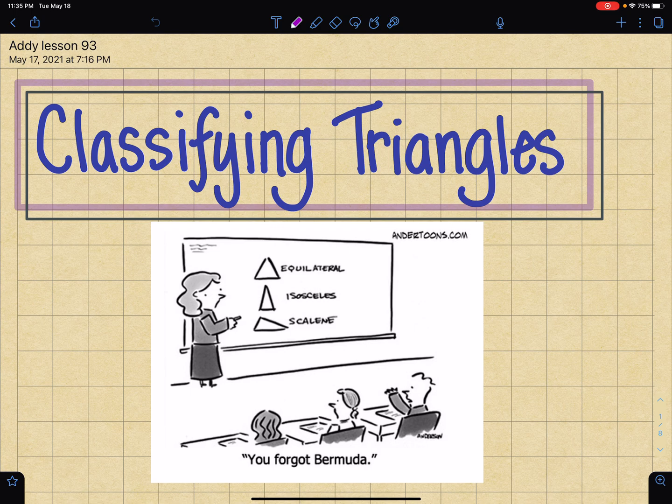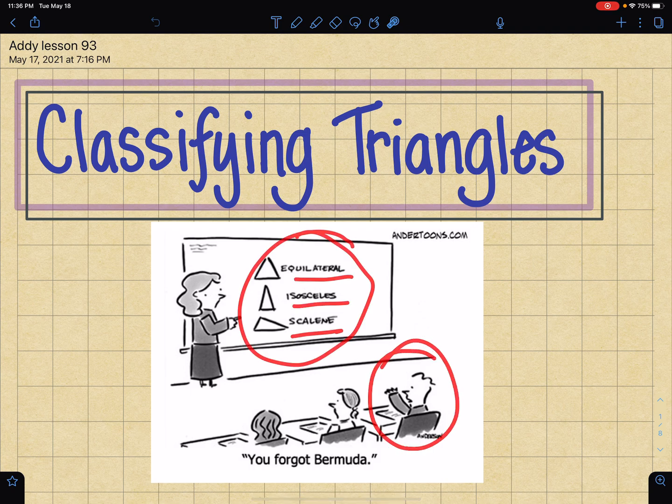And today's lesson is going to be great. I think you're really going to like it. It's short, it's to the point. We're going to talk about classifying triangles. You probably remember this from before. You've probably done it once before. So if you do remember it, then you'll recognize the names of these triangles: equilateral, isosceles, scalene.